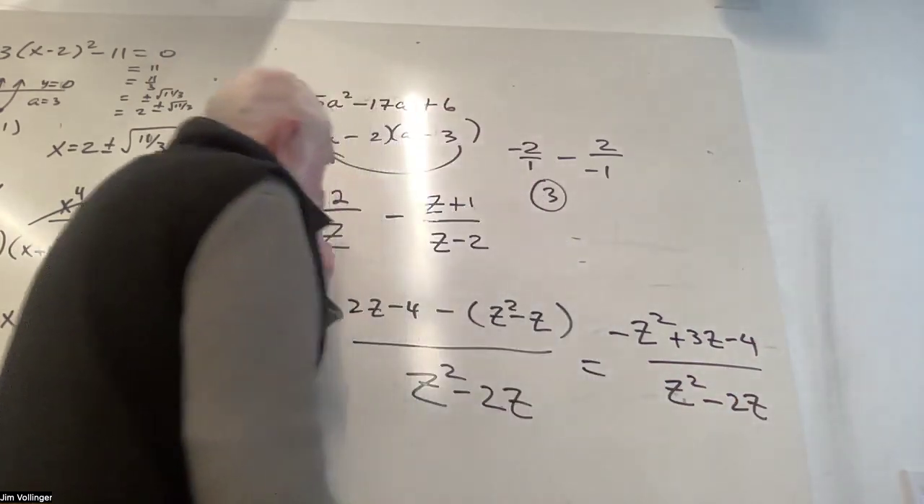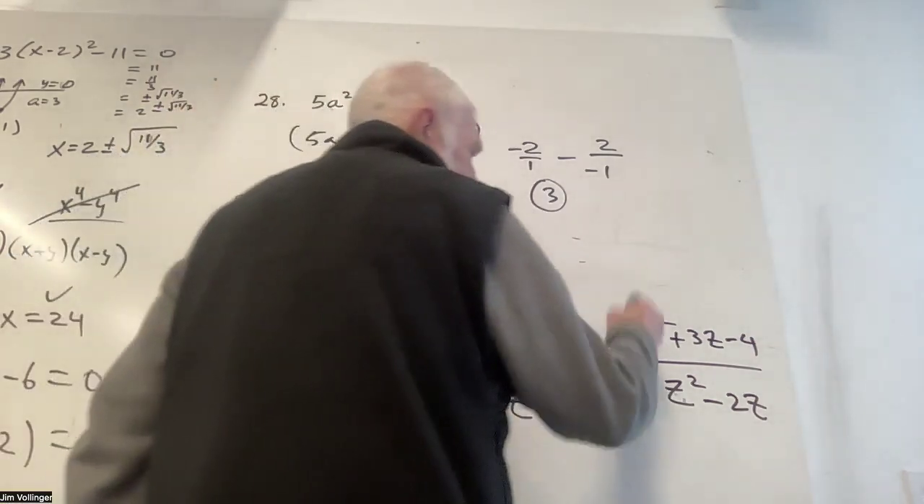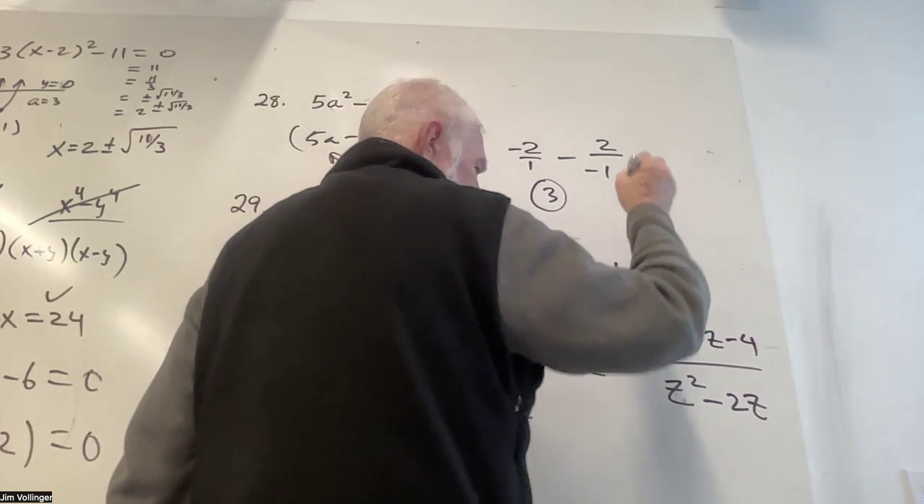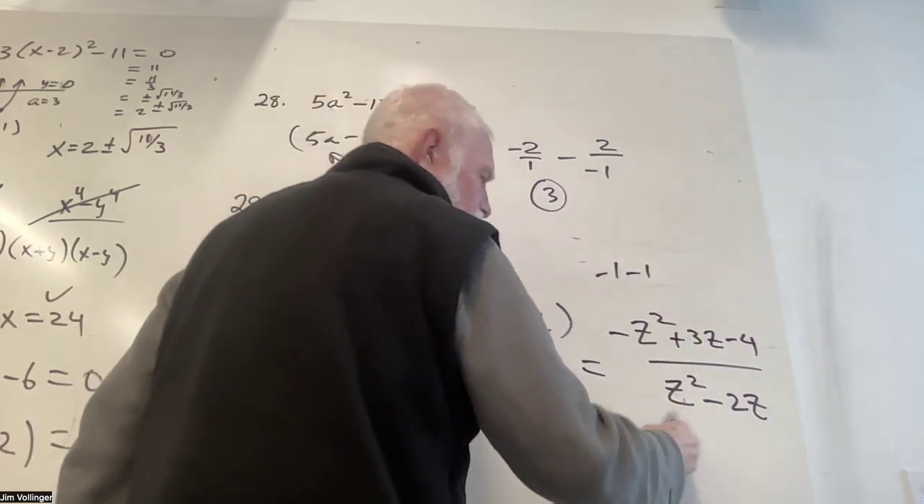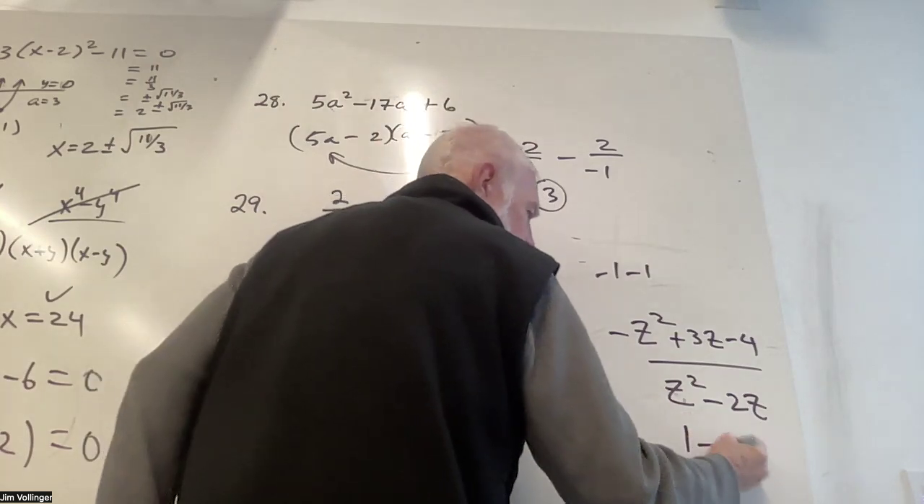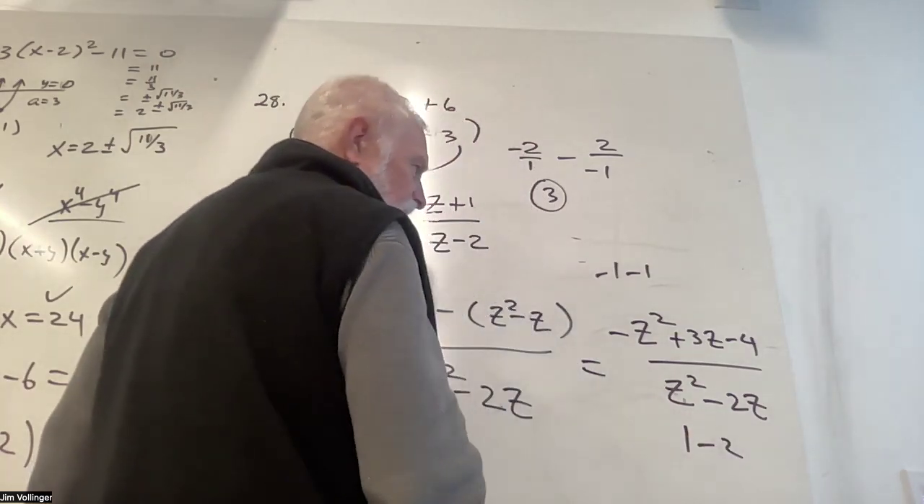Now when I plug in a 1, well, I get a 3, so that's minus 1. 3 minus 4 is minus 1. I don't like it again. 1 squared is 1, minus 2 times 1 is minus 2. And so that's minus 2.